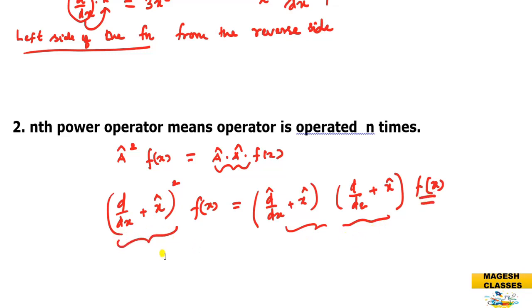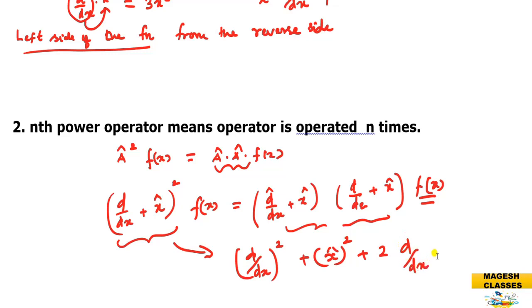Simply, it is similar to the algebraic expression (a plus b) whole square. This is not equal to d by dx whole square plus 2 d by dx x. So this is wrong. Okay. The nth power of the operator means the operator is operated n times. Okay. So this is the second property.